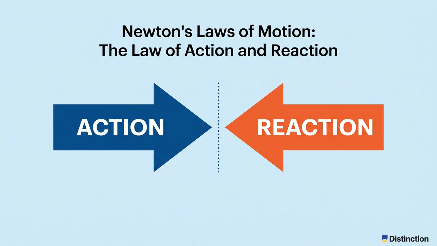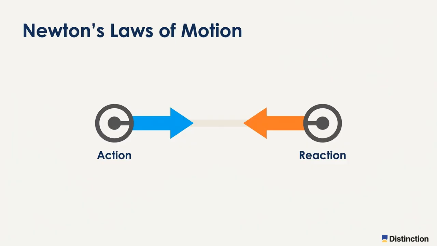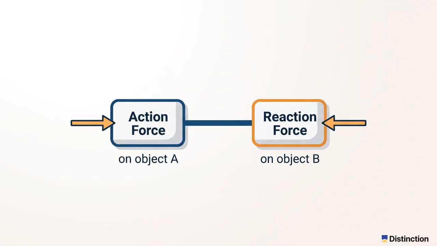Now let's explore Newton's third law, the law of action and reaction. The third law states, for every action, there is an equal and opposite reaction. This means that forces always come in pairs, an action force and a reaction force on different objects.